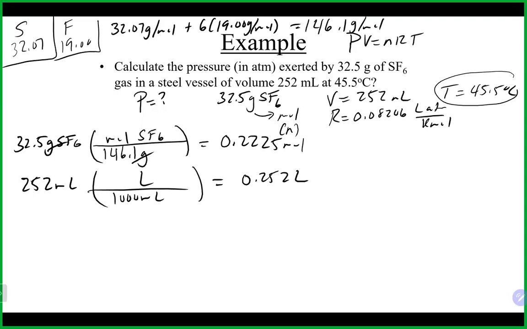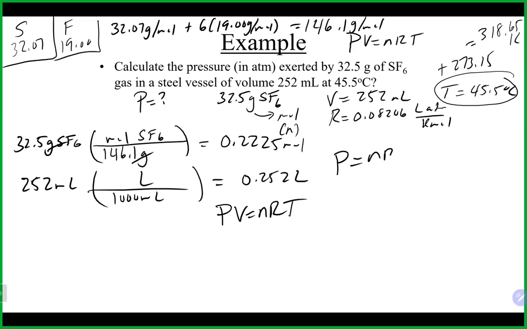Lastly, like normal here, we need to add 273.15 to convert that into Kelvin. 273.15 plus 45.5 looks like 318.65 Kelvin. We should now have pretty much everybody in the correct units. And remember that the ideal gas law is the most restrictive in terms of units. So pressure in this case would be nRT divided by V, bringing it down to the other side. Putting in our values here.